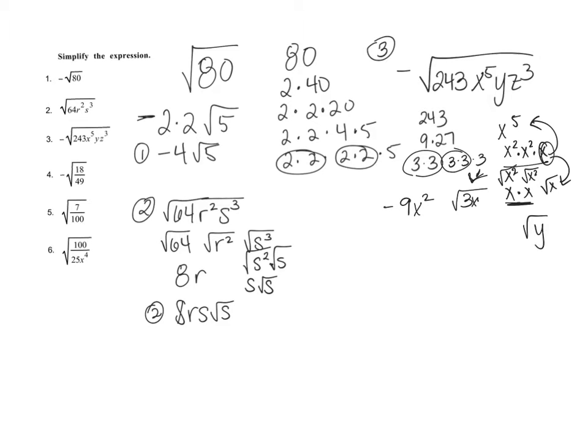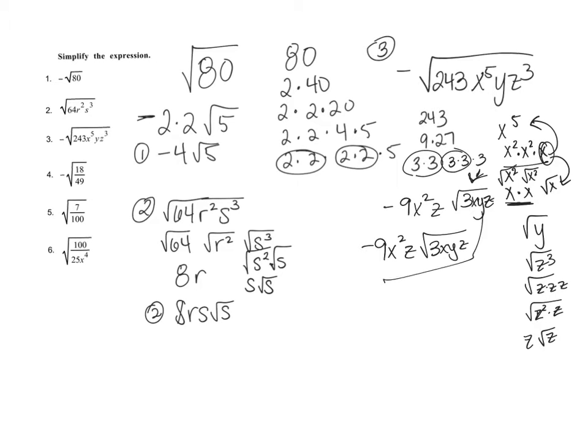And then we have the square root of y. That's the next variable. I don't have a pair there, so the y stays under the radical. And then I have the square root of z cubed, which is z times z times z. I can look at it like this, or like z squared times z. Either way, I end up with z out front and square root z. So the z is going to go out front, and I'm going to leave a z under the radical. So negative 9x squared z square root of 3xyz. And that's my final answer for number 3.